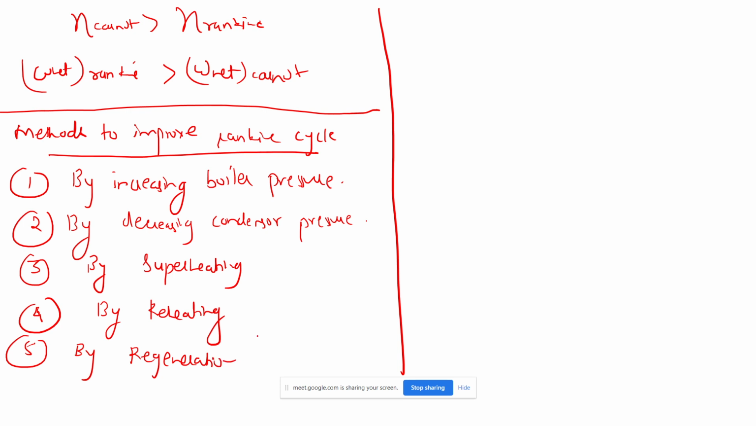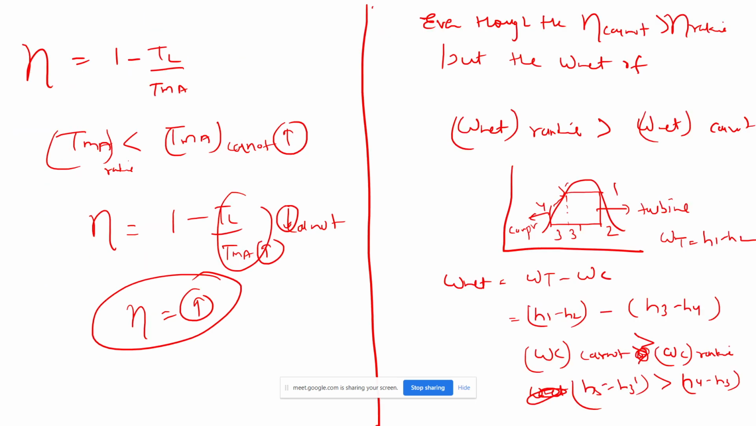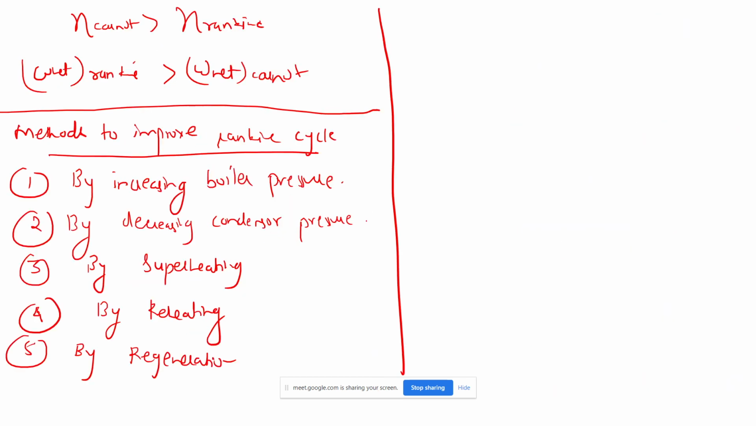Sir, can you kindly tell what we have done till now? Because right now only I was able to join. We have just discussed why the efficiency of the Carnot cycle is higher than the Rankine cycle, and even though the efficiency of the Carnot cycle is higher, the network of the Rankine cycle is higher. Till that portion only we have discussed. Okay, sir. Thank you, sir.